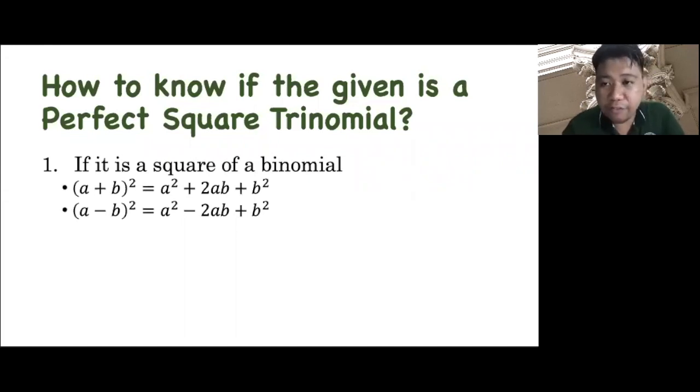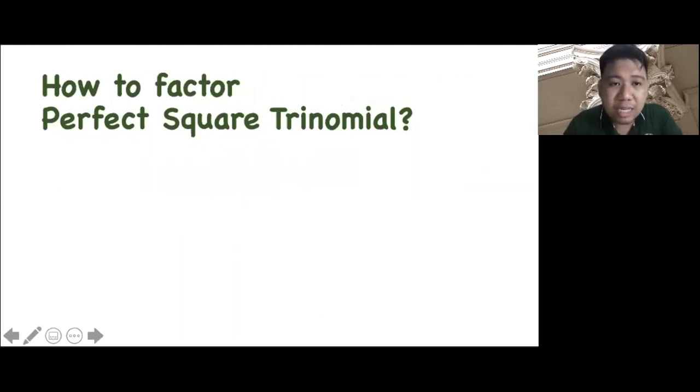If you will observe, the first and last terms are both perfect squares and they are also both positive. Then, the middle term is twice the product of the square roots of the first and last terms. So, pagka nakita po natin na ang given sa atin ay ganito ang format, we can say that it is a perfect square trinomial. So, next question, how to factor perfect square trinomial?